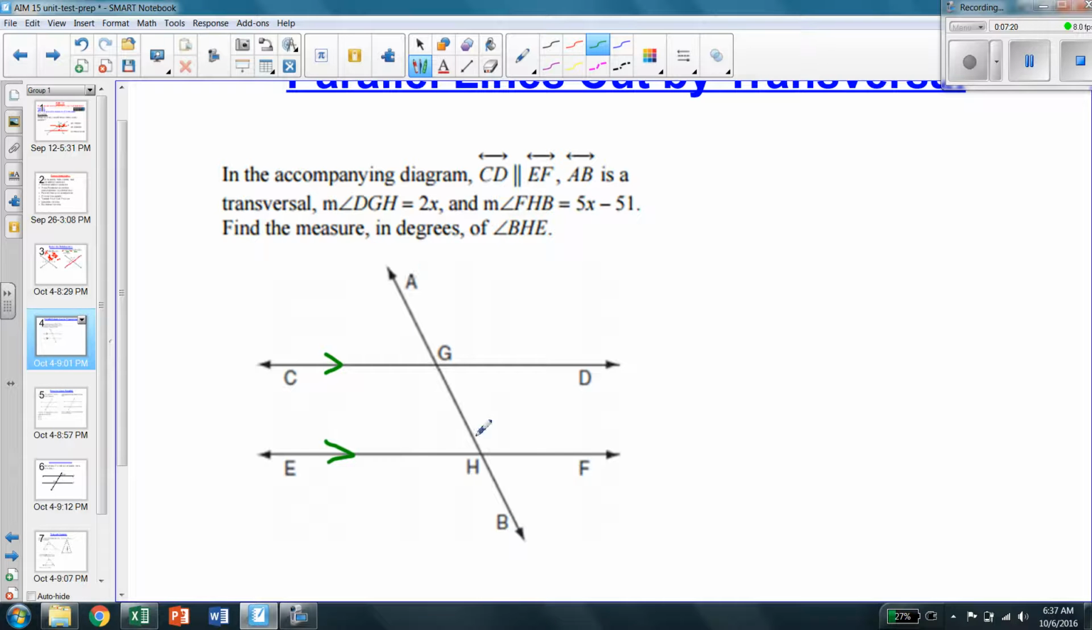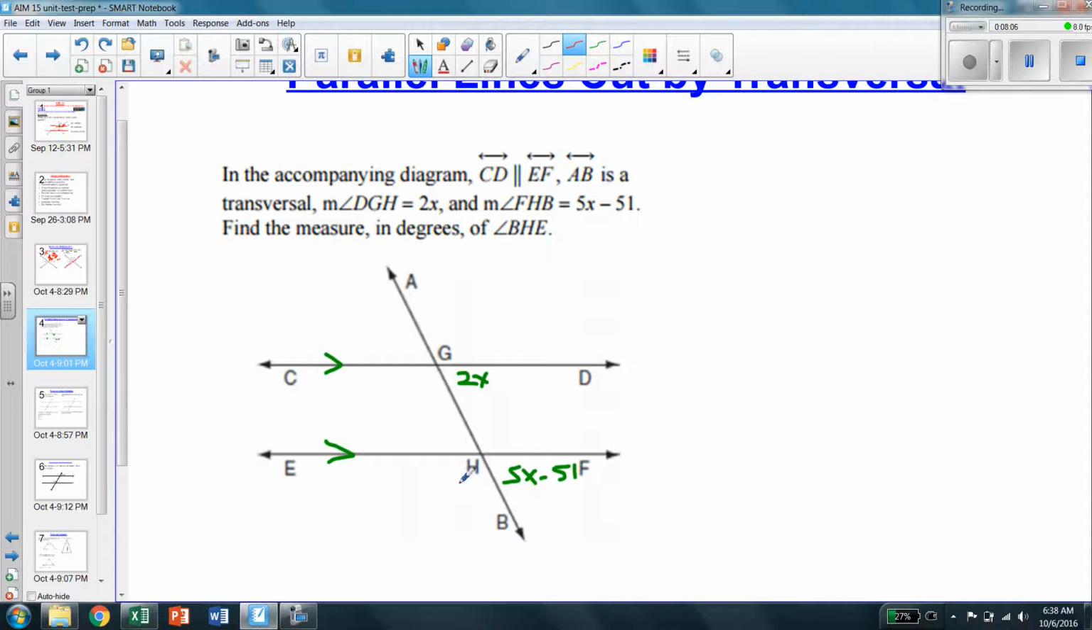And AB is a transversal. The measure of DGH is 2x. So I'm going to put in a little 2x there. And the measure of FHB, so we're talking about this angle in here, is 5x minus 51. And then I'm looking for the measure in degrees of BHE. So we're talking about this angle right in here.